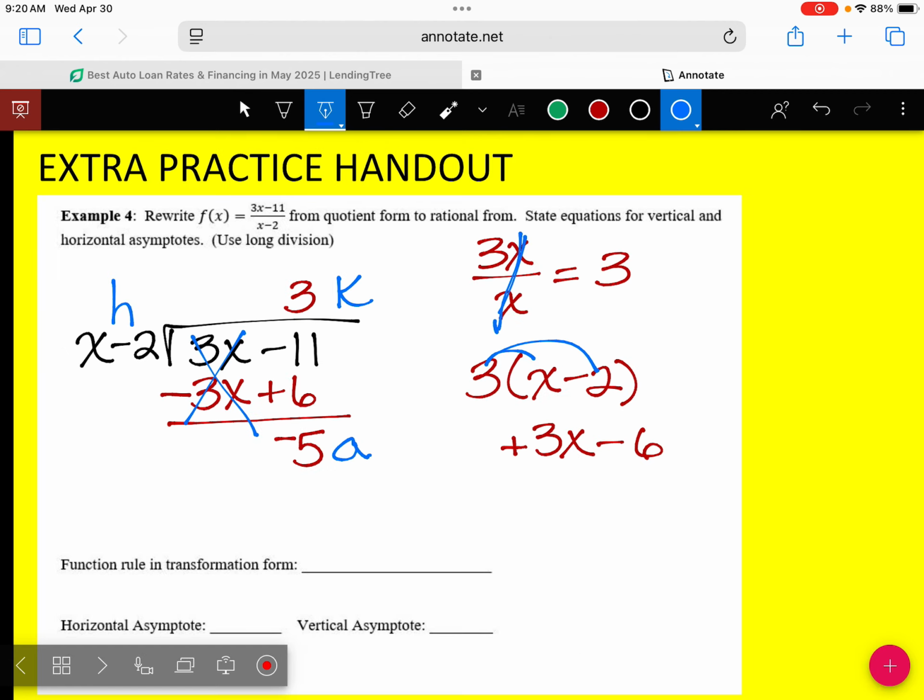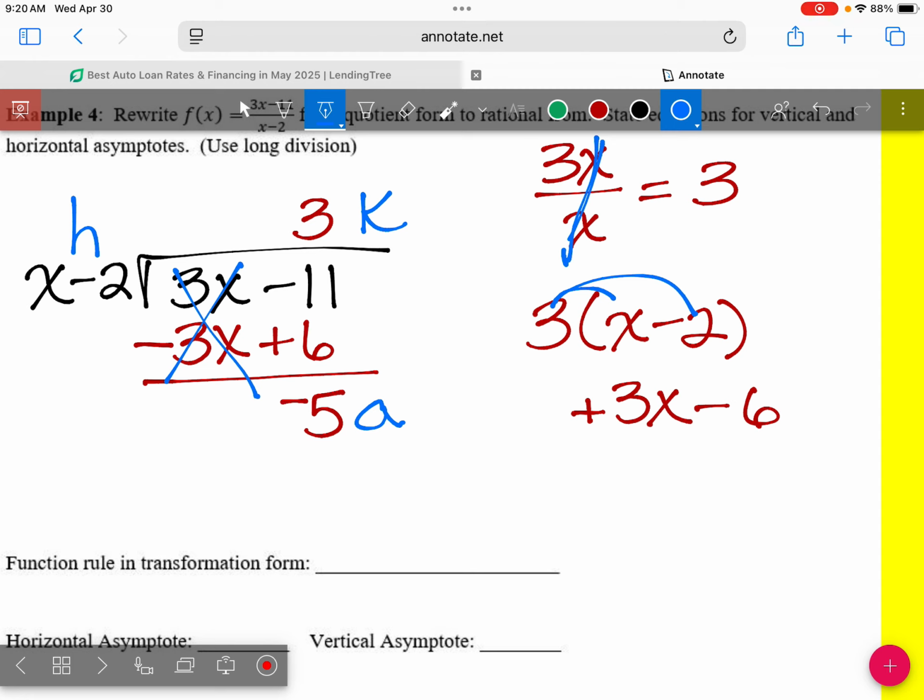So let's bring it all together. We don't have to graph this one. So we have y equals, whatever was at the bottom now moves to the top. So that negative 5 moves to the top. Your denominator, that doesn't change from quotient form to transformation form. It's still going to be over x minus 2. And then 3 goes in the back.